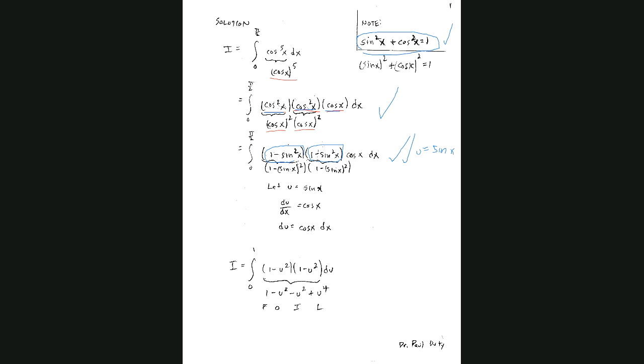If we do that, then our integral, well, we let u equal the sine of x. We're trying to make the integral easier to work with. Then du dx is cosine of x, so du is cosine of x dx. So what happened is now I have here 1 minus u squared here.